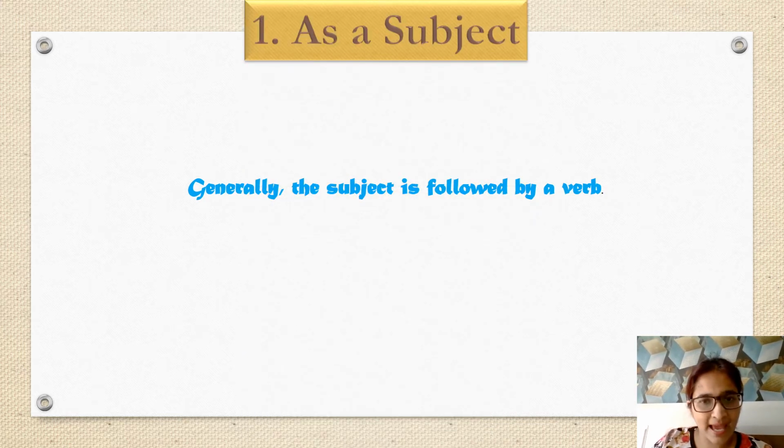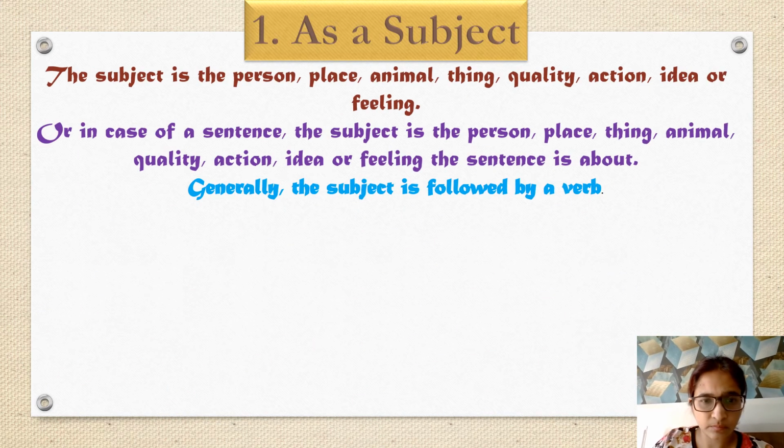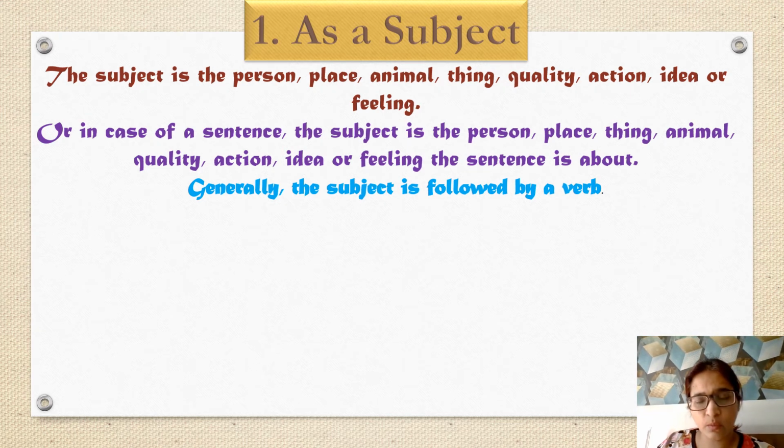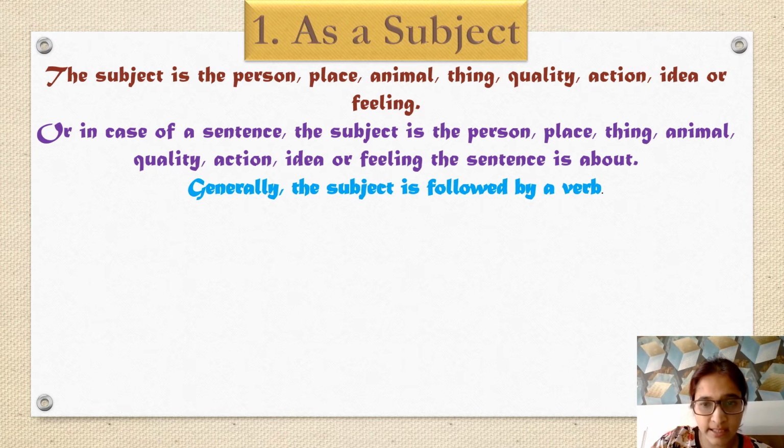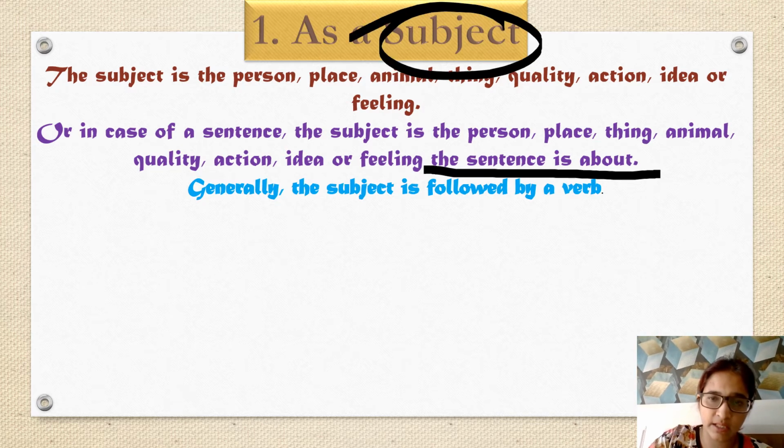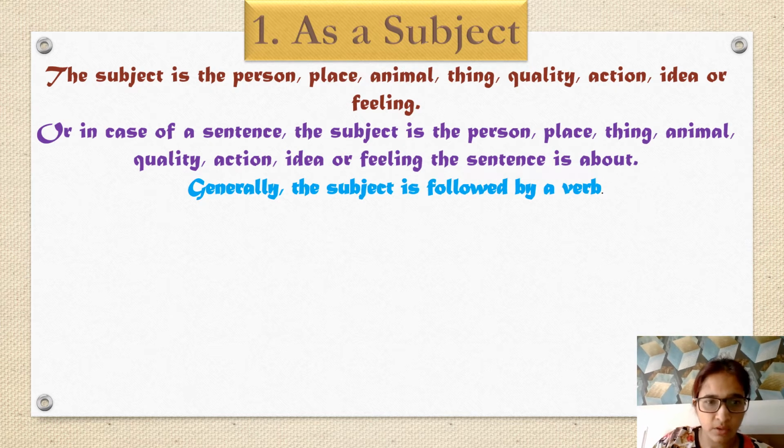It says as a subject. Let's see the usage of a noun as a subject. The subject is a person, place, animal, thing, quality, action, idea, or feeling. Basically, the subject is the person or thing or an idea about which the sentence is. If the sentence is about that particular person or thing, then that noun is called a subject.